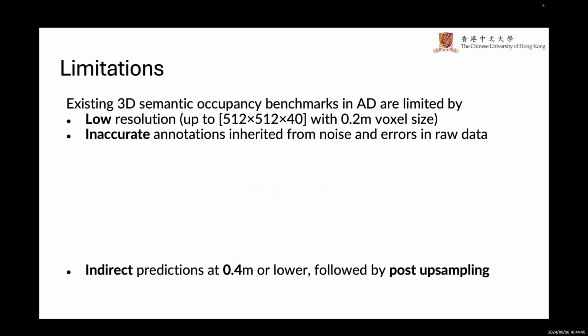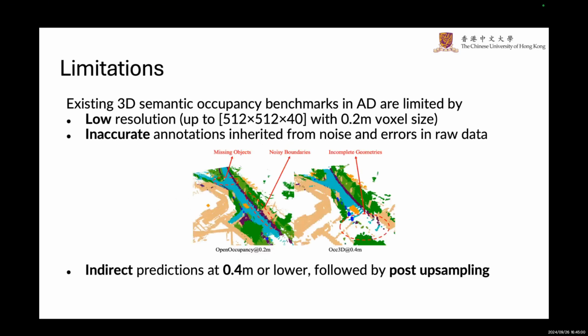Another problem is that the nuScenes dataset has very inaccurate annotations. For example, the ego pose of the nuScenes dataset is quite inaccurate, so we need to fix this problem. Here I show some errors and wrong annotations of previous benchmarks. Here we can see that there are missing objects, noisy boundaries, and also incomplete geometries inside their ground truth occupancy. So all these problems hinder us from achieving truly unified 3D scene understanding.